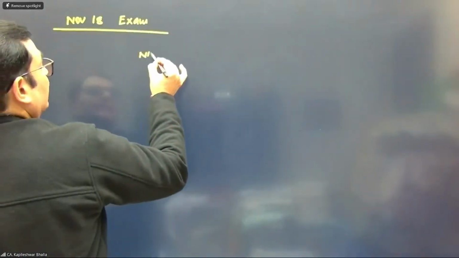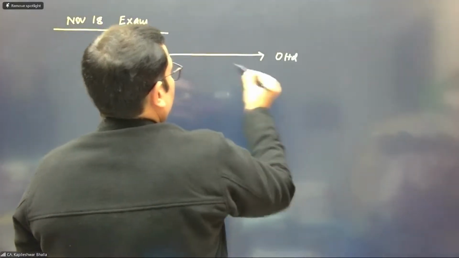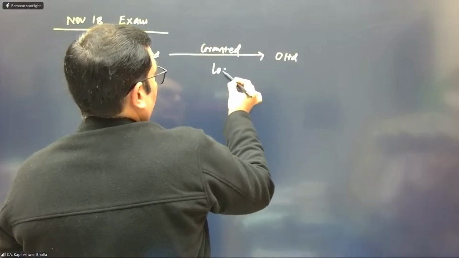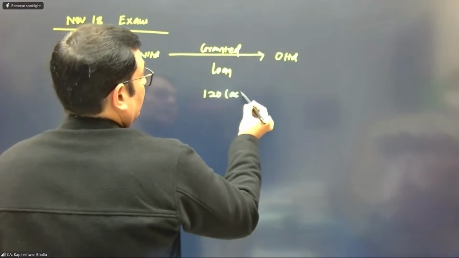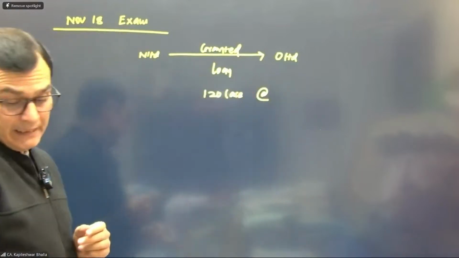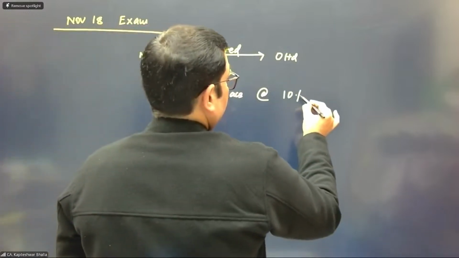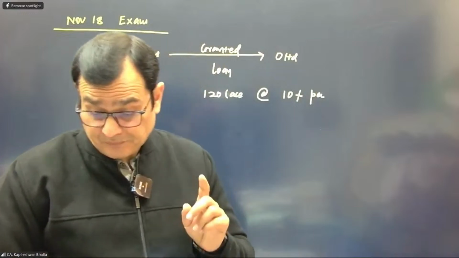It says N granted a loan to O. So we were given the main facts that there is a company N Limited and it granted a loan to O Limited. This is one basic fact. And this loan is for 120 lakhs. This loan was given at a contracted rate, which is 10%. The contracted rate in this case was supposed to be 10%.